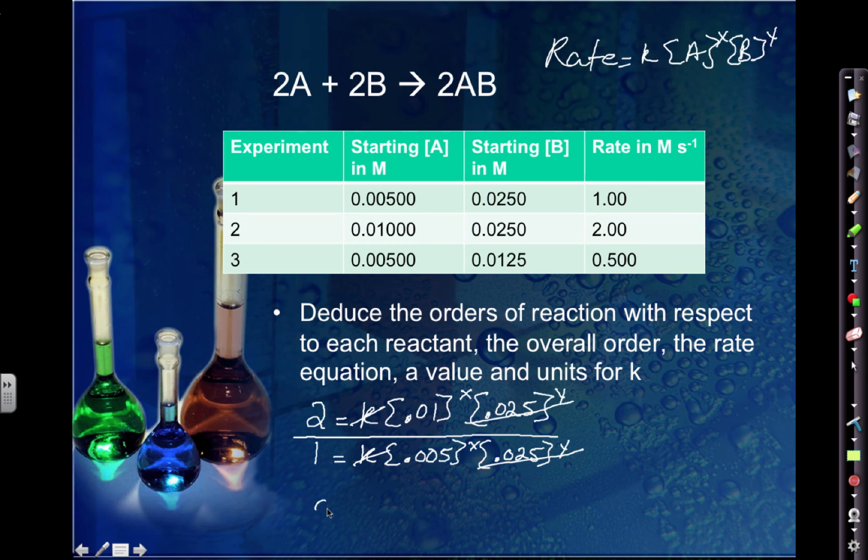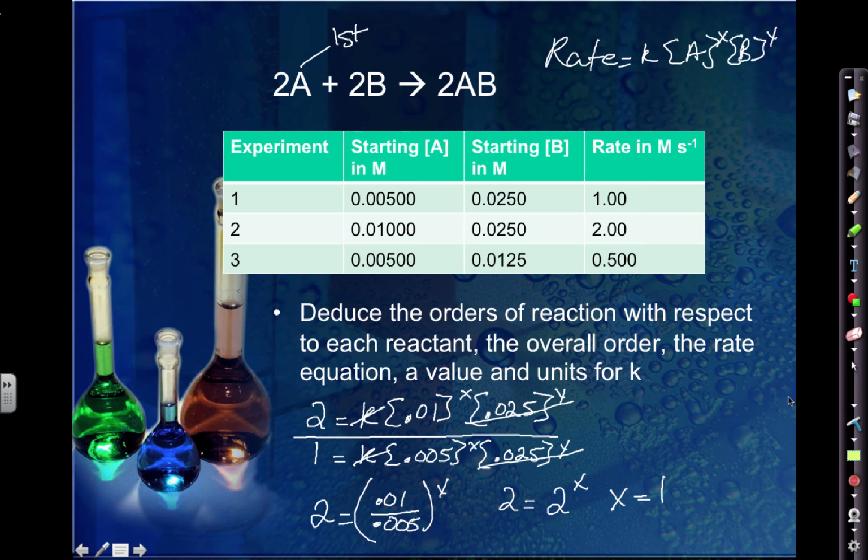So now what I can do, since I've simplified it, is just start solving. 2 divided by 1 would be 2. 0.01 to the X power divided by 0.005 to the X power is the same thing as saying this, all to the X power. Okay, so 2 is equal to 0.01 divided by 0.005. So that's going to be 2 to the X power. Ha! And now it's much simpler. So X should be the first power. So I know that A needs to be a first order.